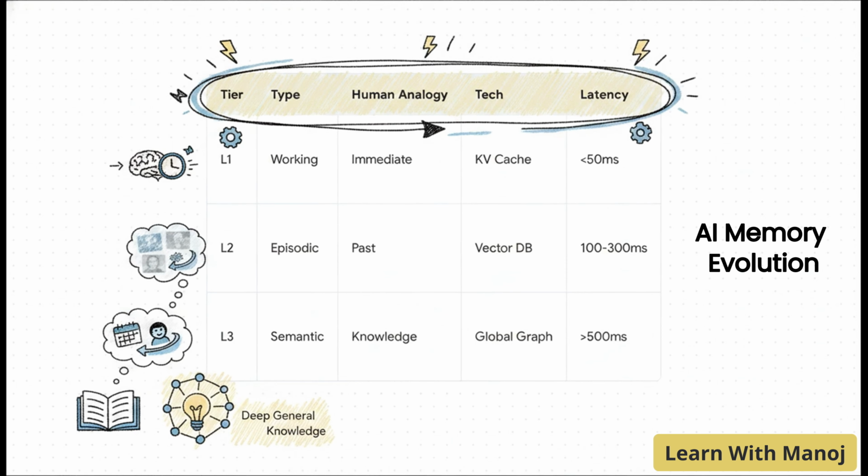It's incredibly fast. Then, moving down to the middle drawer, we find the L2 tier, episodic memory. This uses vector databases to store past experiences, essentially answering, what did I do last time? And finally, down in that heavy bottom drawer, we have the L3 tier, semantic memory. Powered by global knowledge graphs, this is where user preferences and universal truths are permanently stored. This whole tiered approach perfectly balances speed, compute cost, and total recall capacity.